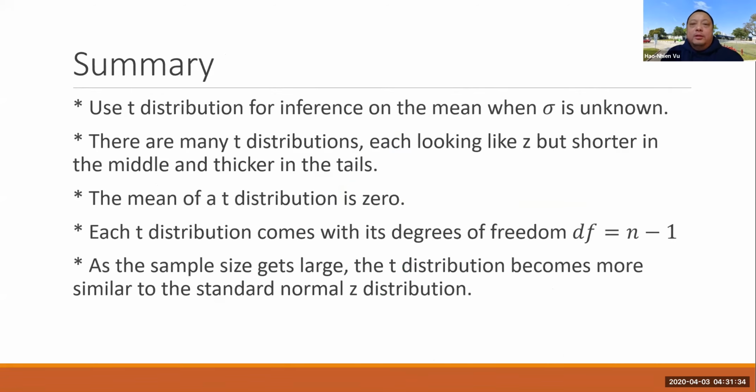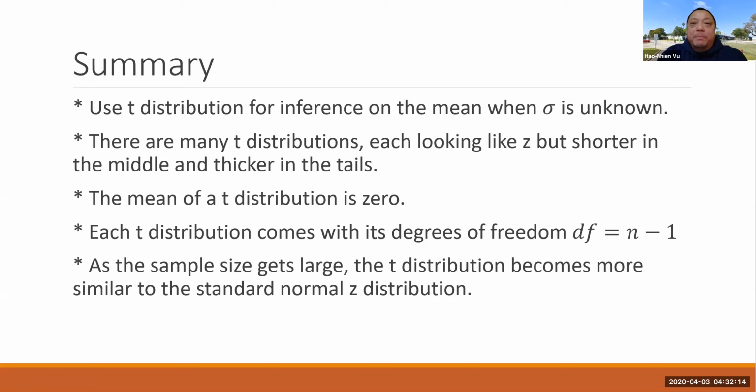So we say that the T distributions approach the Z distribution as the sample size gets large. So in summary, here are the ideas involving the T distribution. We use a T distribution to do inference, meaning confidence intervals and hypothesis testing on the mean, when sigma is unknown. Be careful that the sample standard deviation is always known. So when the problem says the standard deviation is equal to something, read it carefully to see if it's sigma or if it's S. If it's S, then that means sigma is unknown and we use the T distribution.